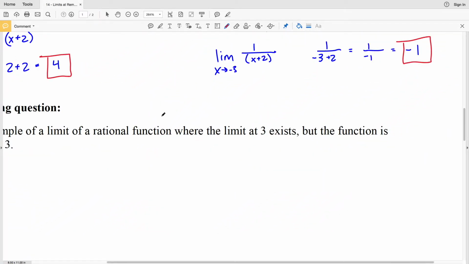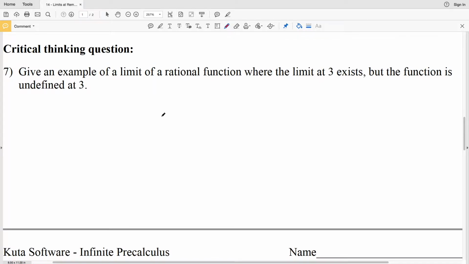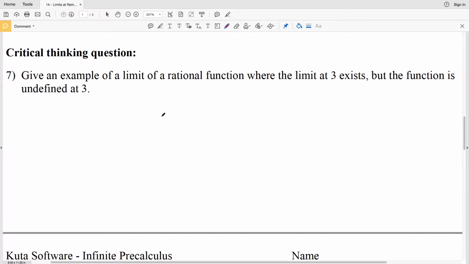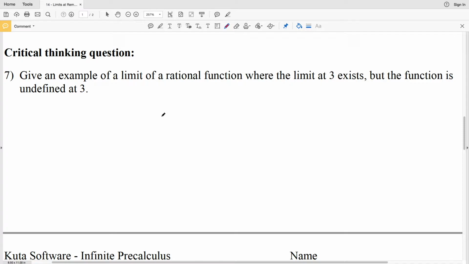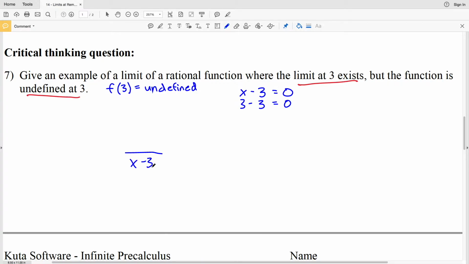Now on to our last question, the critical thinking question, number 7. In number 7, it says to give an example of a limit of a rational function where the limit at 3 exists, but the function is undefined at 3. So f of 3 is undefined. We need to find some denominator where if we plug in 3 for x, we get 0 for y. So let's just subtract 3. Then, if we plug in 3 for x, 3 minus 3 equals 0. So our denominator is x minus 3.